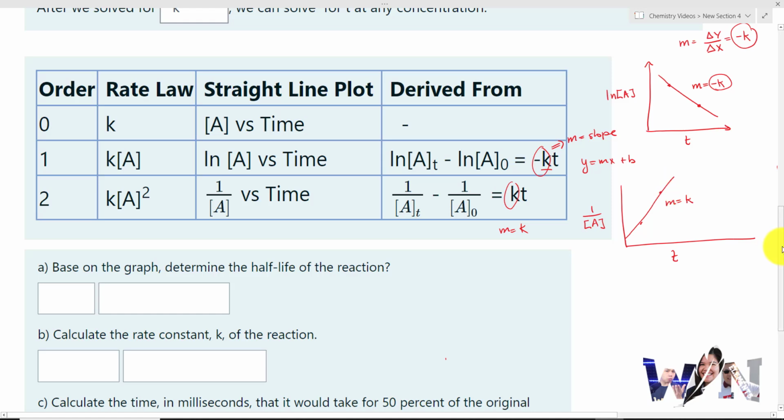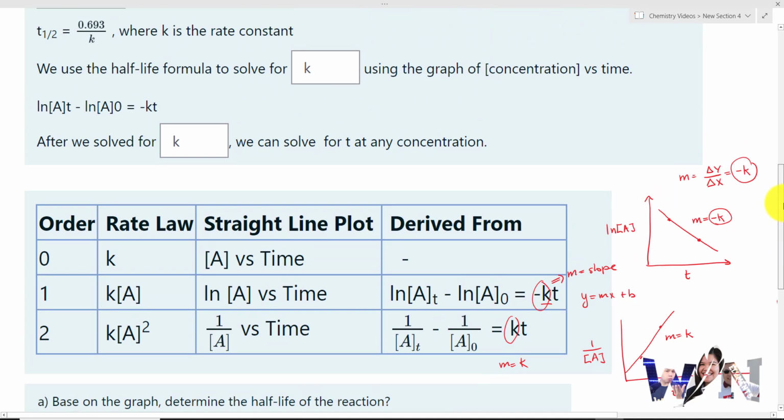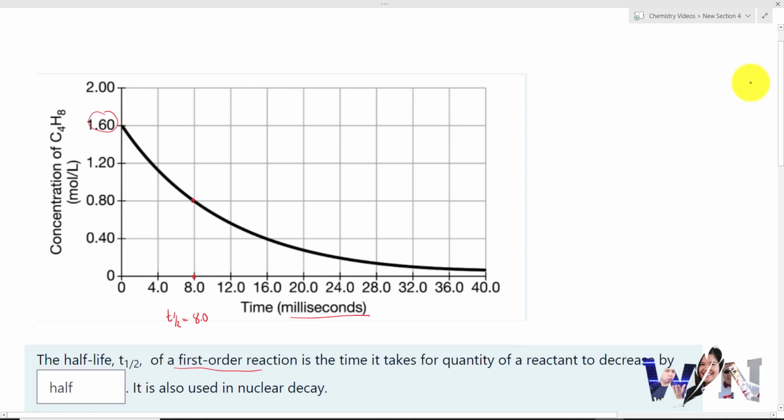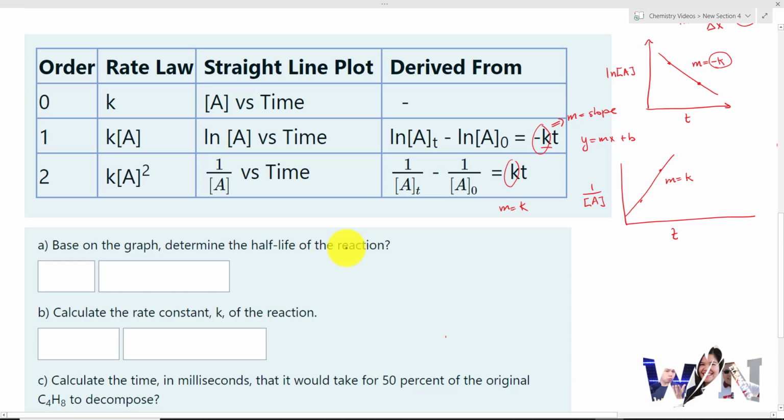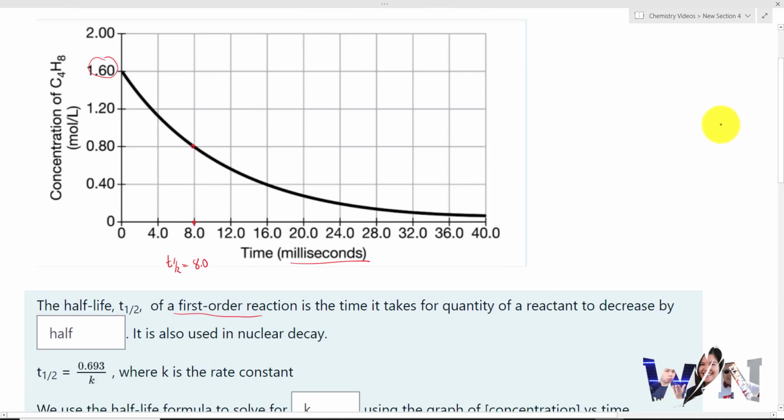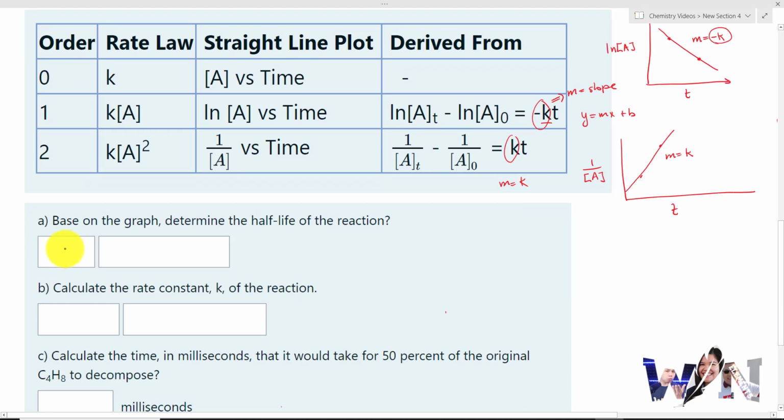Now, the next thing we are going to do is solve a certain problem. We are given this graph, and we are going to solve this problem: based on the graph, determine the half-life of the reaction. Well, that's pretty easy. Start from 1.6. Half of that is 0.8, and the half-life is 8 milliseconds. Track the time right there. Again, half-life is measured in time. In this case, it is 8 milliseconds, so I'm going to put 8 milliseconds.